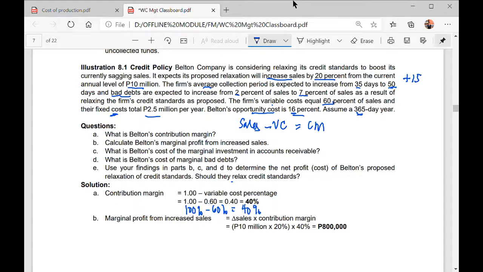What if our variable cost is 30%? So what would be our contribution margin? So our contribution margin would be 70. So 100 minus 30 is 70%.